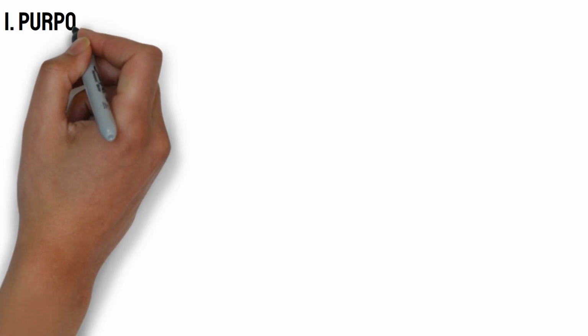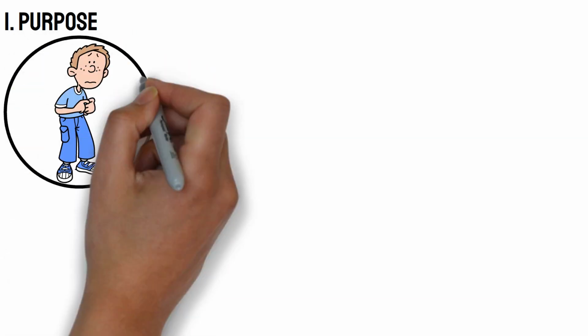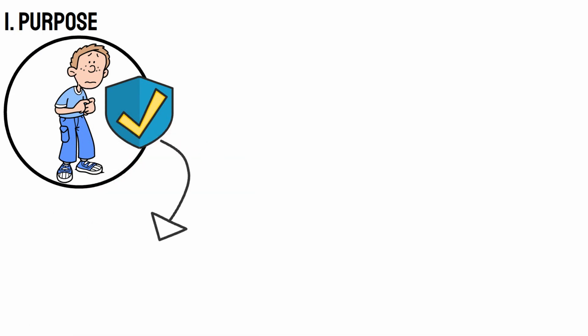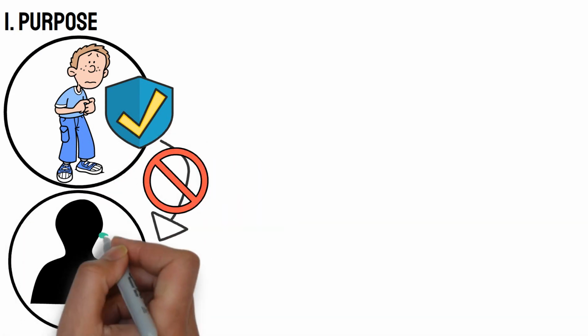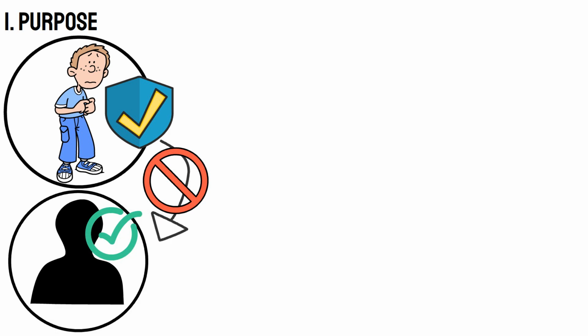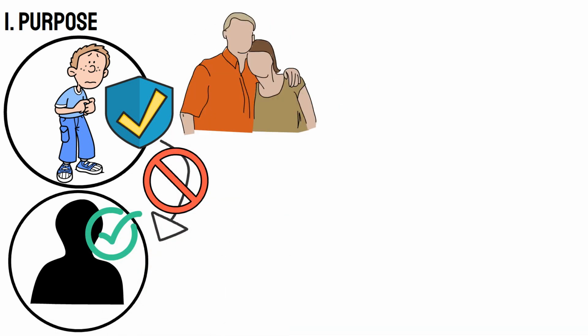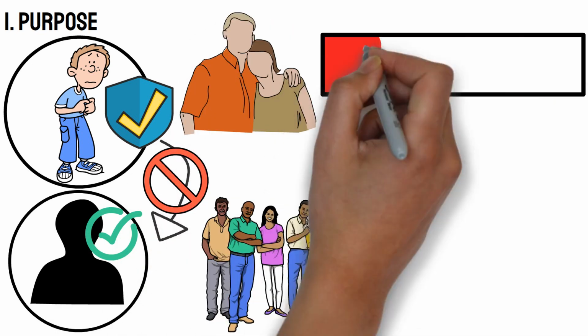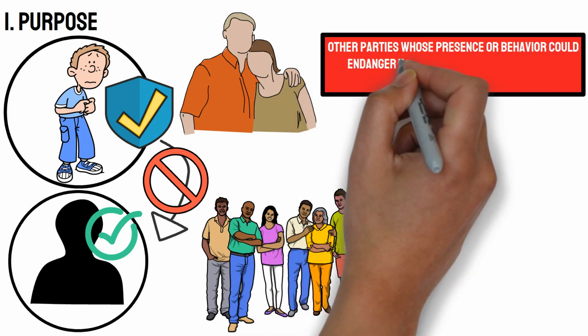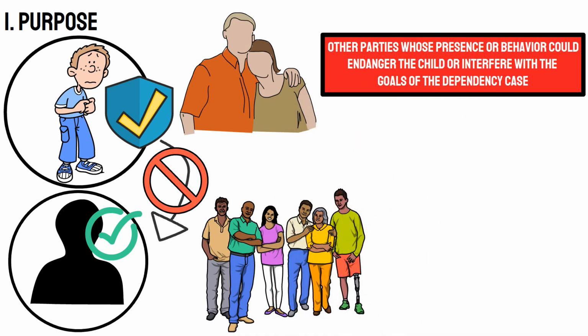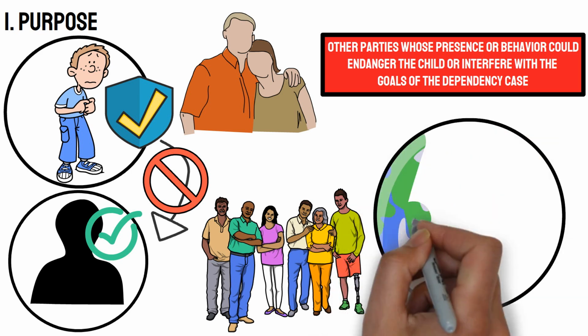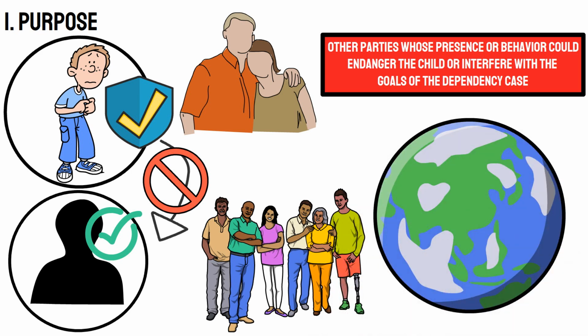1. Purpose. Exclusion orders are issued to protect the safety and well-being of the child by preventing contact with individuals who may pose a risk of harm. These individuals may include parents, guardians, relatives, or other parties whose presence or behavior could endanger the child or interfere with the goals of the dependency case, such as reunification or placement in a stable environment.